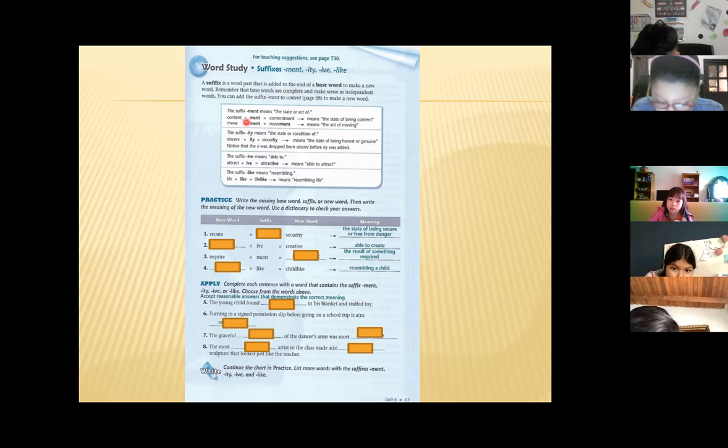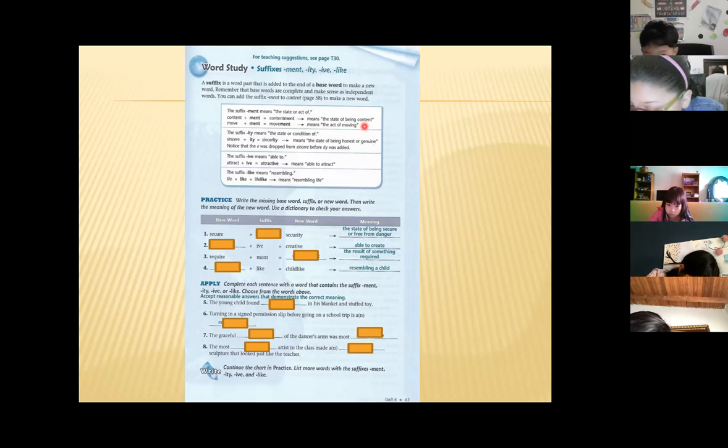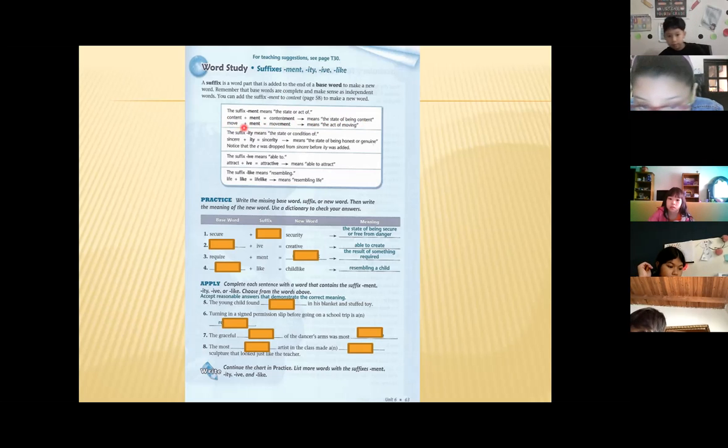So let's have it here. The suffix ment means the state or the act of. That is the meaning of ment, the state or act of something. For example, we have the base word content, plus the suffix ment, and we have a new word. That means the state of being content. That is the new meaning of the new word. What about move? We know that the word has meaning by itself. But when we attach the suffix ment, we have a new word, movement.